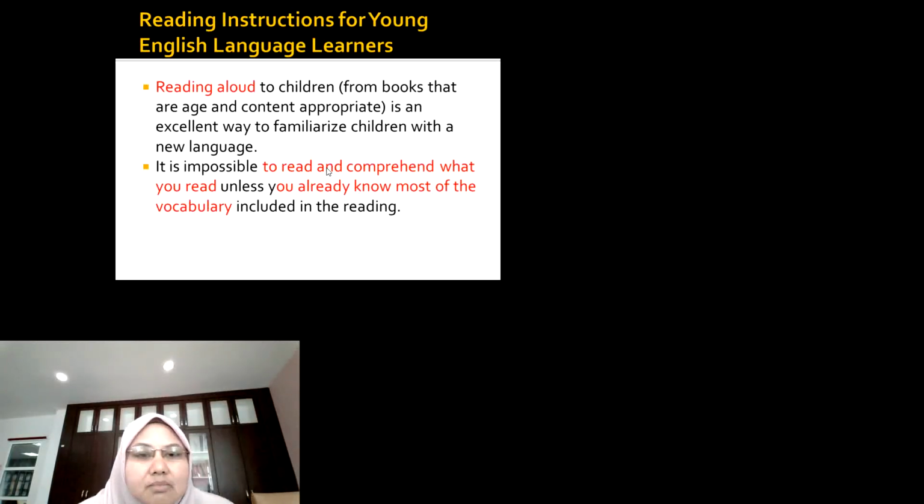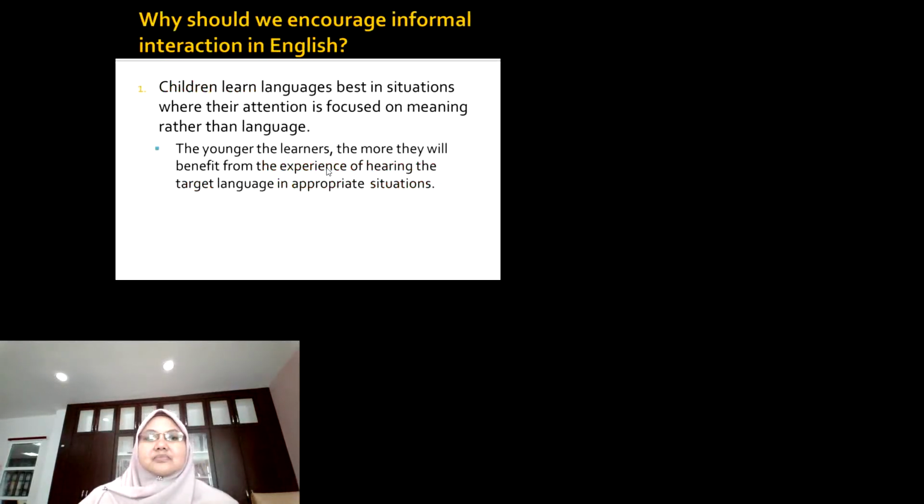And secondly, it is impossible to read and comprehend what you read unless you already know most of the vocab included in the reading. Therefore, whenever you use read aloud with the children, make sure you point to some of the important pictures in the book, so that they know the meaning of certain pictures and they know what the words are in English. And once they know, they will understand and appreciate the story better.